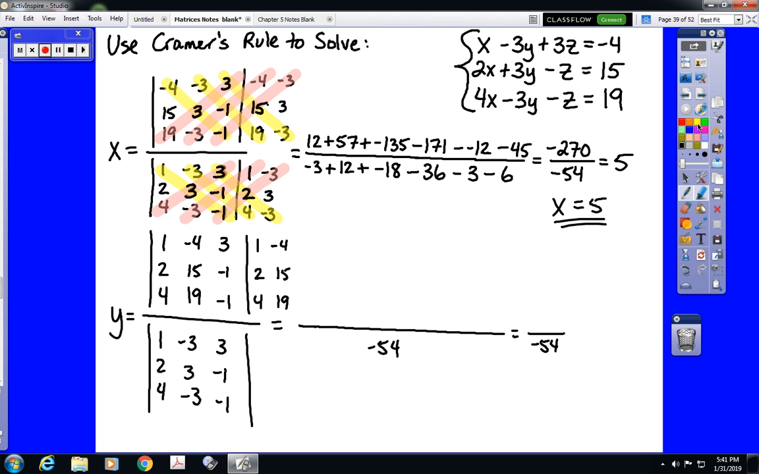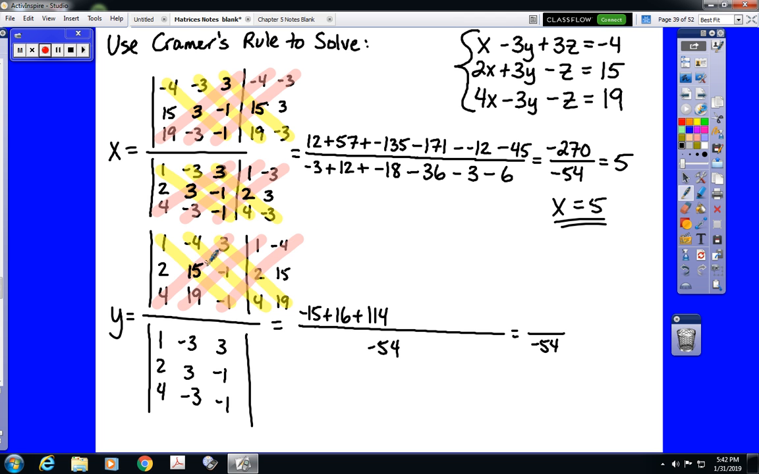And we carry out our determinant process, which again, we're going to have 3 positive diagonals that we multiply out. So that's negative 15, 1 times 15 times negative 1, plus negative 4 times negative 1 times 4, which is 16, plus 3 times 2 times 19, which is 114. And then we have our 3 negative diagonals, 1, 2, 3, that we are going to subtract.